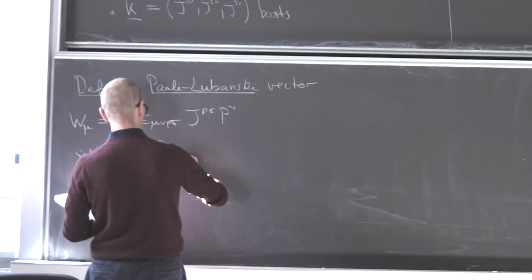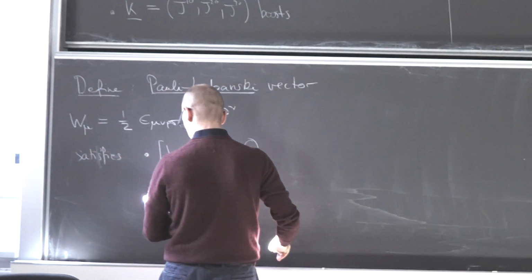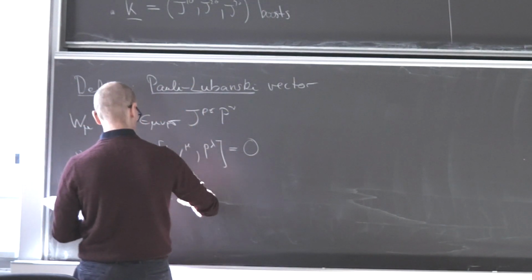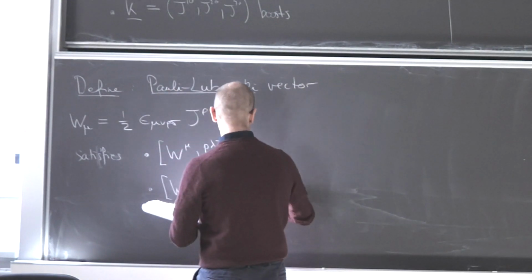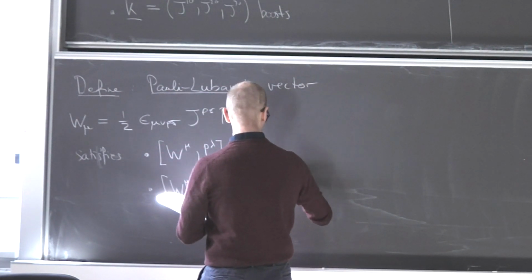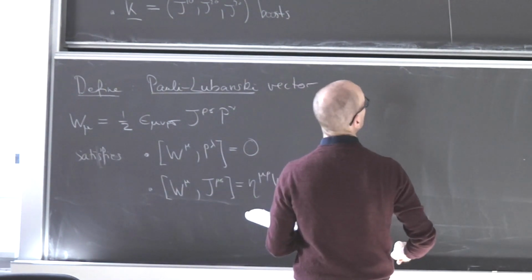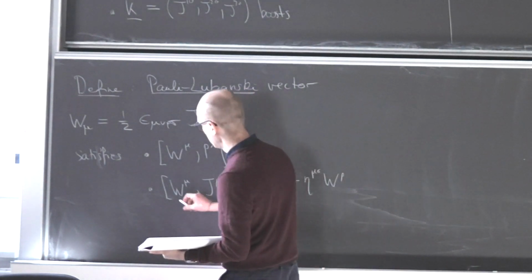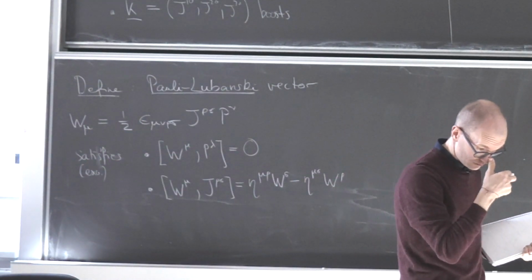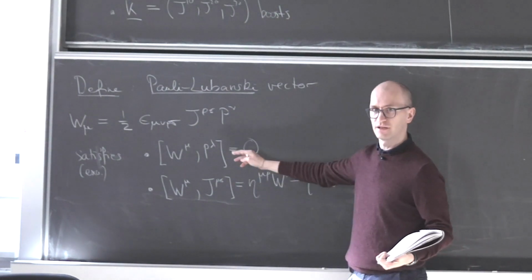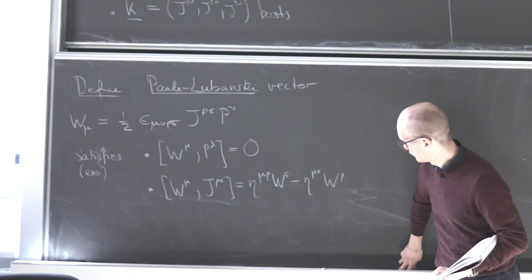It satisfies that the commutator of W mu with P lambda is equal to zero. But it has an interesting transformation under J: the commutator of J rho sigma with W mu gives eta mu rho W sigma minus eta mu sigma W rho. I erased the relevant part of the Poincaré algebra, but what do these commutation relations tell us? That W mu itself is in fact a vector under Poincaré also.